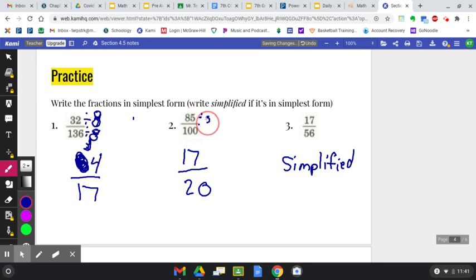This one here, both of them were divisible by 5. 85 divided by 5 is 17. And 100 divided by 5 is 20. And then the last one, number 3, that is already in simplified form, right? 17 is a prime, so that would be 1 and 17, and that does not divide into 56. So 1 is the GCF, which means it's in simplified form.